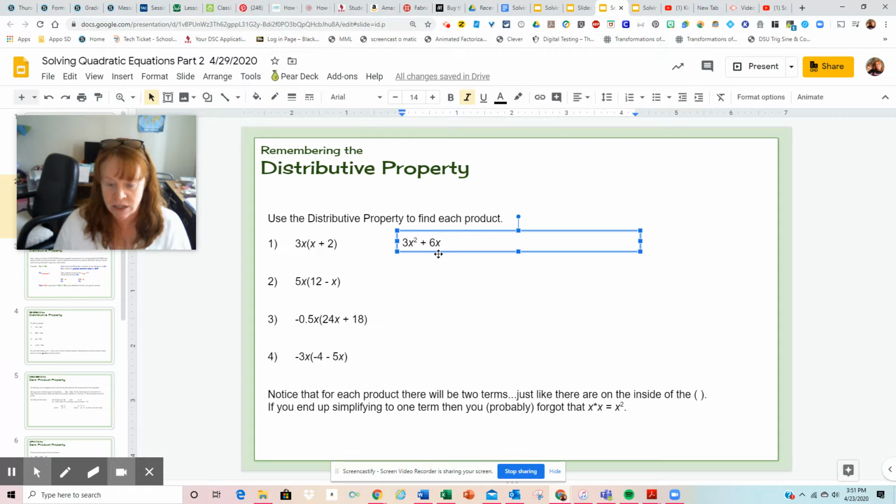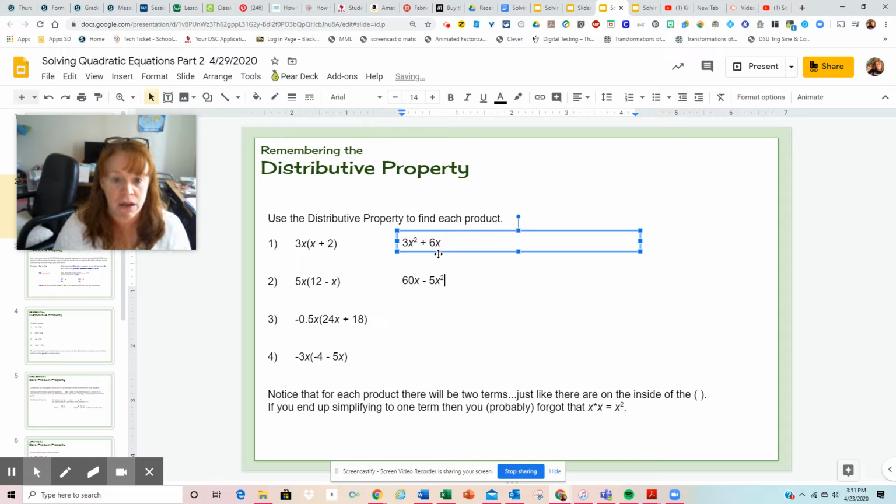And so I can do the same thing with the others of these. This one is going to be 5x times 12. 5 times 12 is 60, so this is 60x this time, minus 5x times x, which is 5x squared. So there we go for that one.